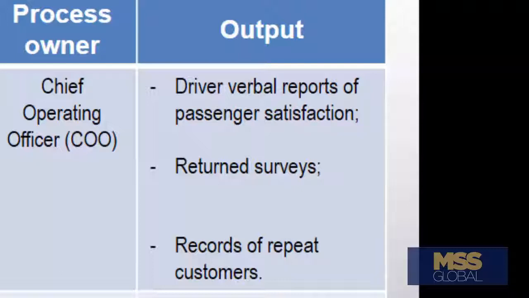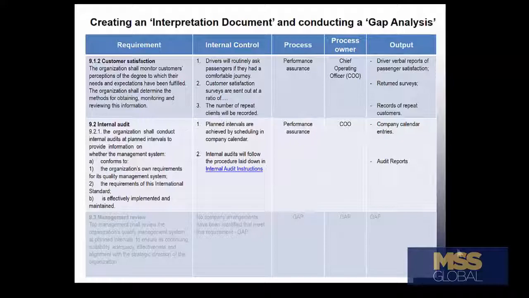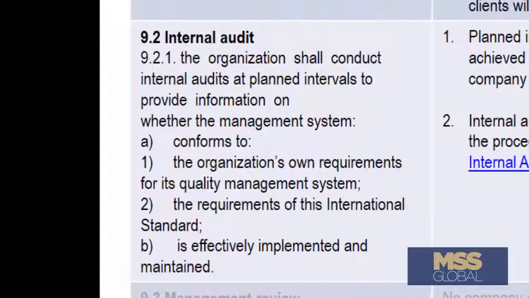So as you can see, the next one is return surveys. Those are records. And records of repeat customers. The next requirement we're looking at is internal audit, requirement number 9.2. I do wish to stress here that these particular clauses that you're seeing, customer satisfaction, internal audit, they've been selected purely as examples. They are not the only ones to be doing an interpretation document against by any means.